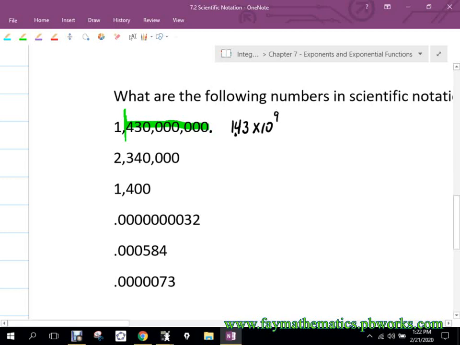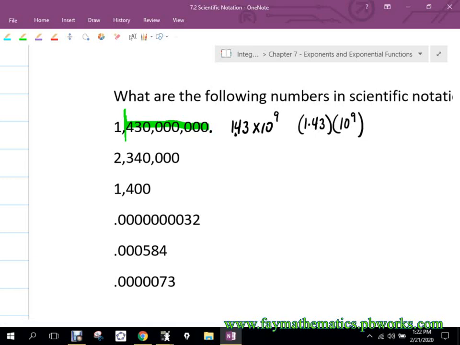Now, as we work through this, because the way we multiply and the notation we use to multiply can be different, you might see it written this way: 1.43 and then 10 to the 9th, like that. That is still scientific notation. Does that make sense? It's just the preference of removing the X symbol for multiplication and using the parentheses to do it.